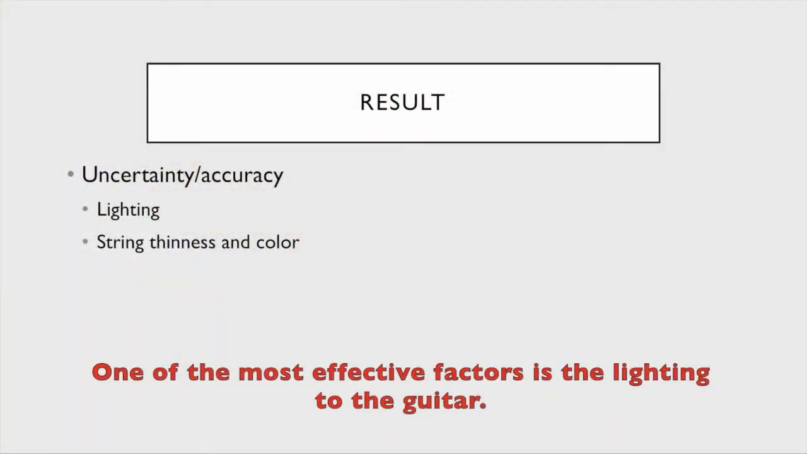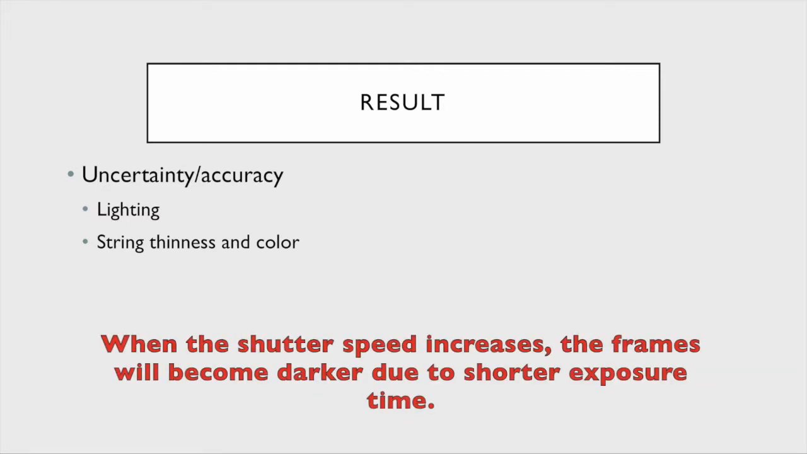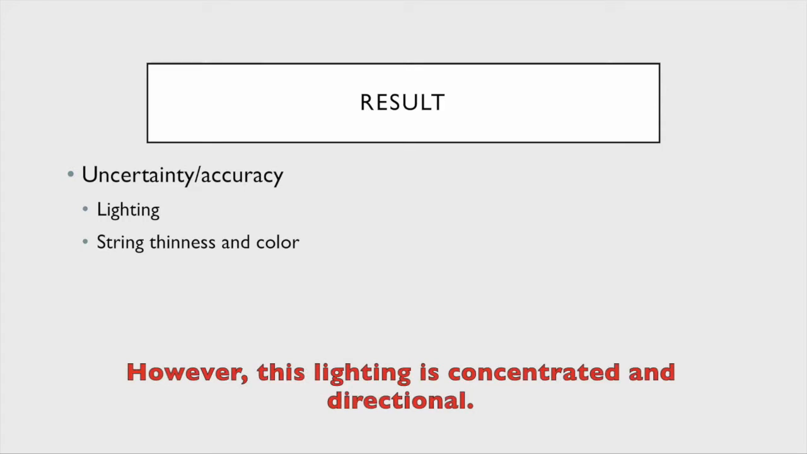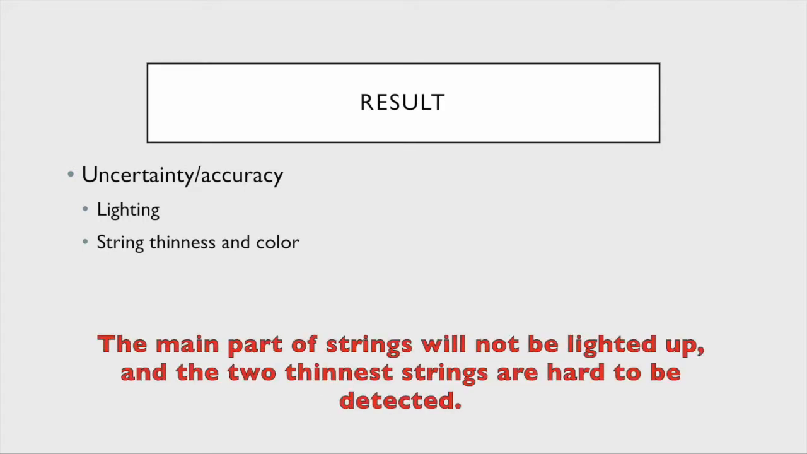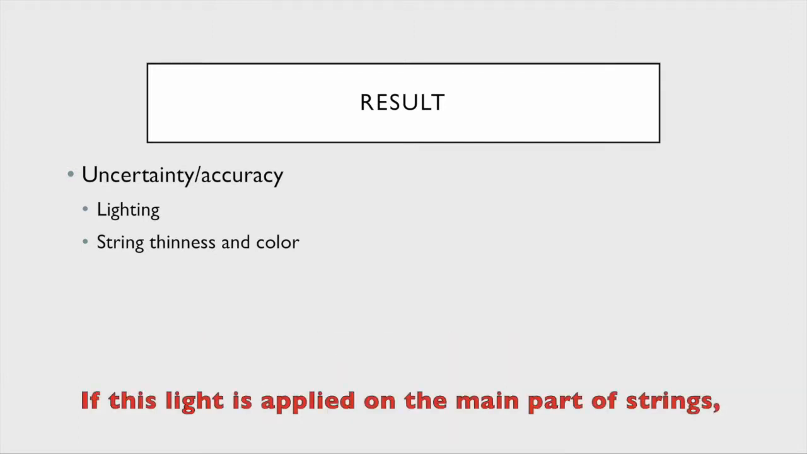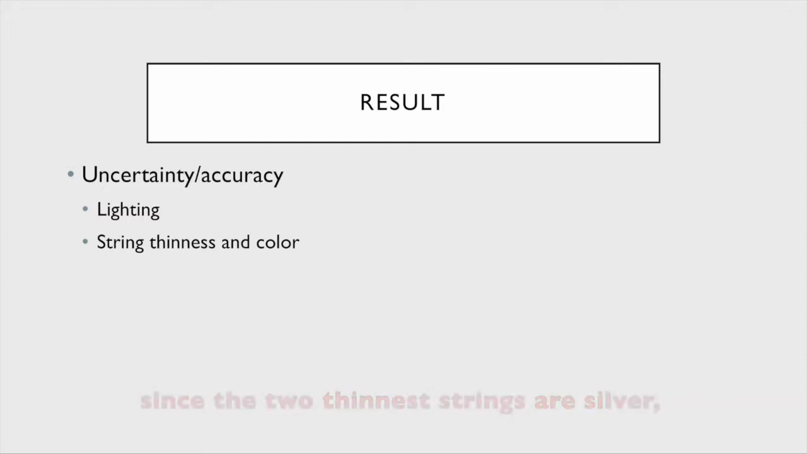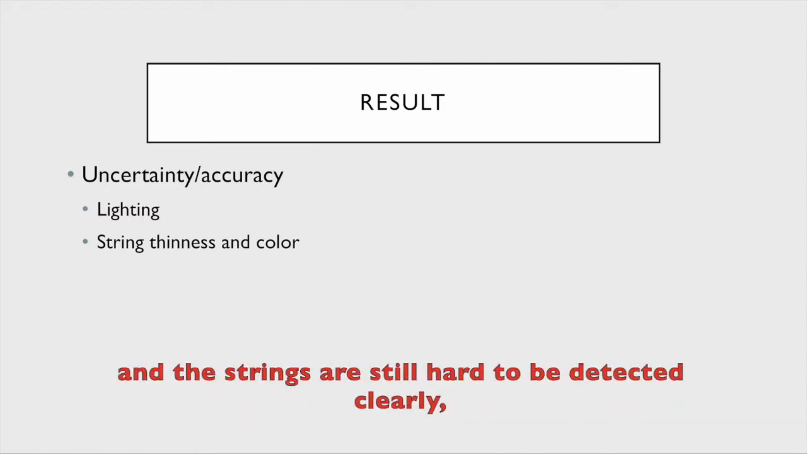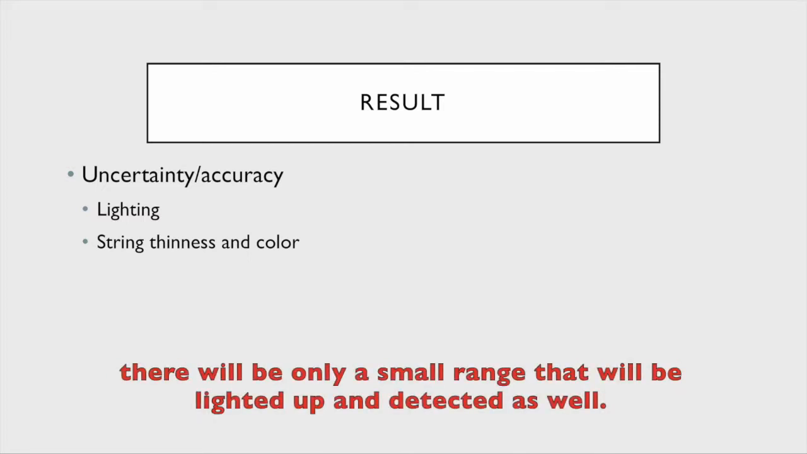One of the most effective factors is the lighting on the guitar. When the shutter speed increases, the frame will become darker due to the shorter exposure time. Firstly, additional light is tried. However, this lighting is concentrated and directional. The main part of the string will not be lit up, and the two thinner strings are hard to be detected. If this light is applied on the main part of the strings, since the two thinner strings are silver, the reflection of the string will be strong, and the strings are still hard to be detected clearly. There will be only a small range that will be lit up and detected as well.